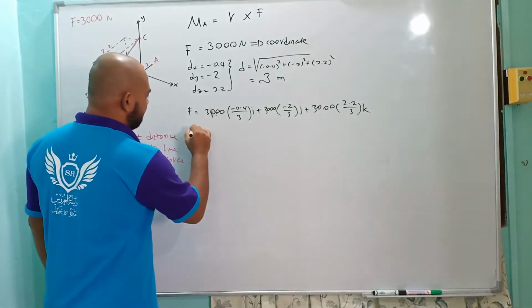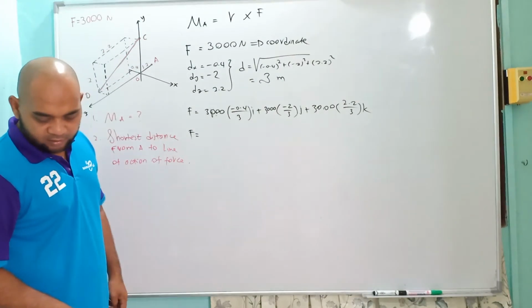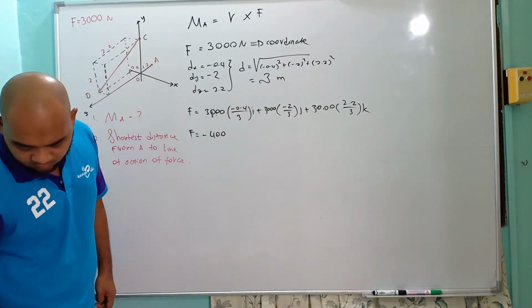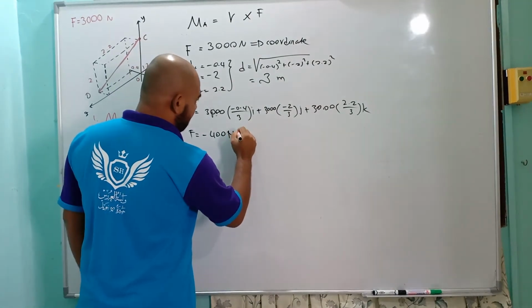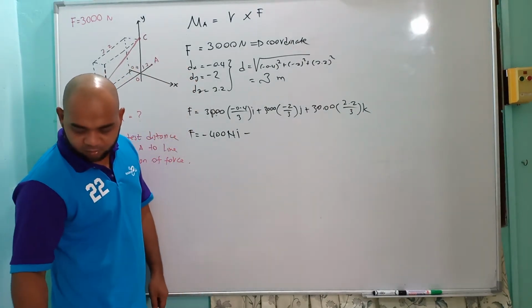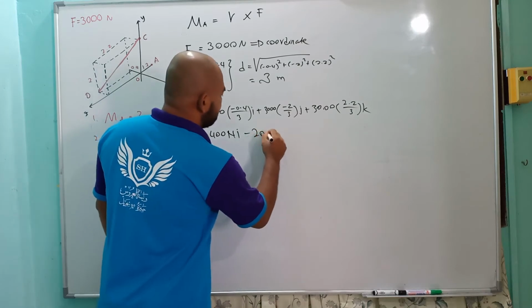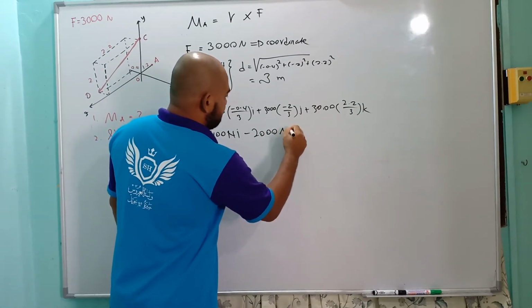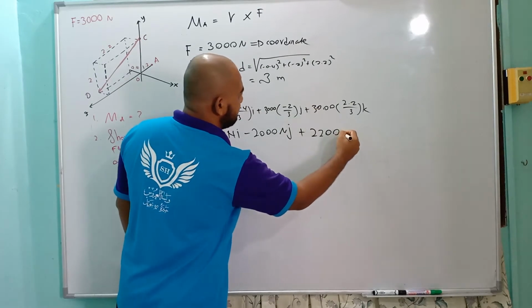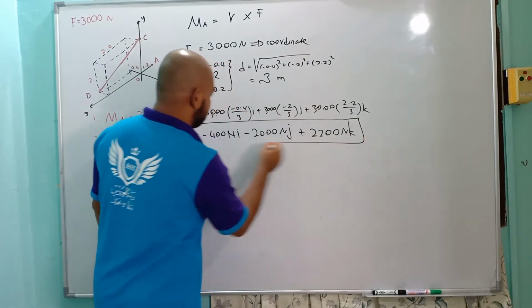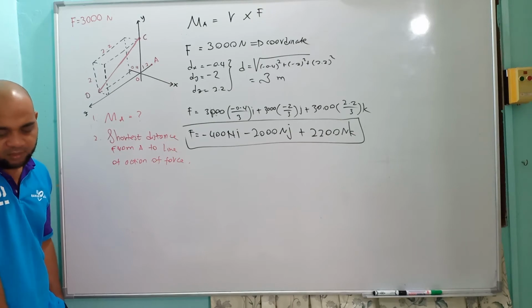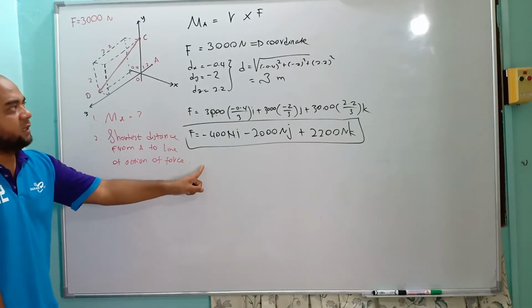Simplify that. At the end you have F equal to negative 400 Newton I, negative 2000 Newton J, plus 2200 Newton K. So that is your F: negative 400, negative 2000, and 2200. Now we have the part for the F.